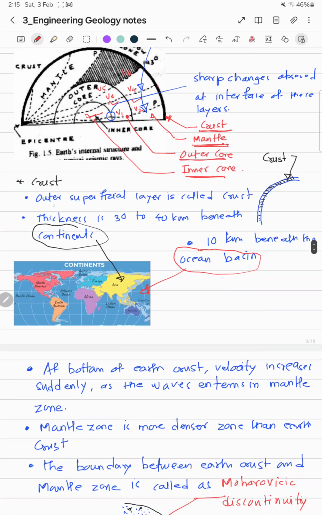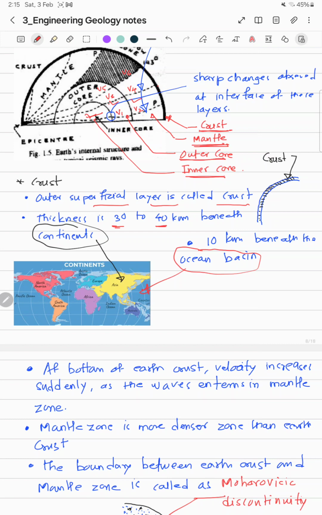The outer superficial layer is called the earth crust. This earth crust has a thickness of 30 to 40 kilometers. The thickness of this earth crust is 30 to 40 kilometers.